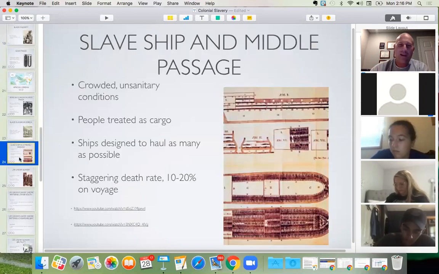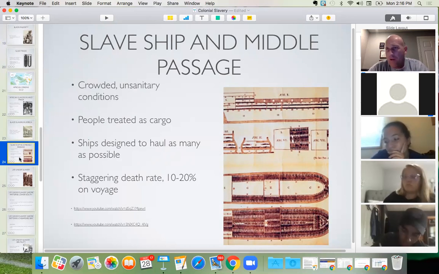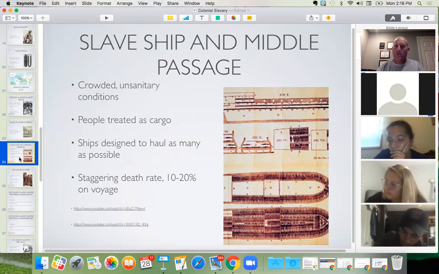A little bit more about the Middle Passage. I kind of mentioned this, but crowded, unsanitary conditions, people treated as cargo, ships designed to haul as many as possible, staggering death rate on the voyage of 10 to 20%. Basically, people would die in these cramped conditions, and you're living in feces. So a successful voyage was if you only lost 20%, right? They understood that they were going to lose some, 10 to 20%. That's okay, right? People just thrown overboard. Sometimes people still alive or sick were thrown overboard. Anybody that was rebellious might be thrown overboard.